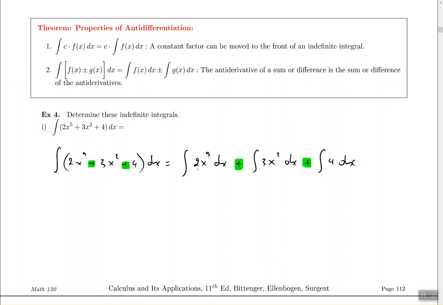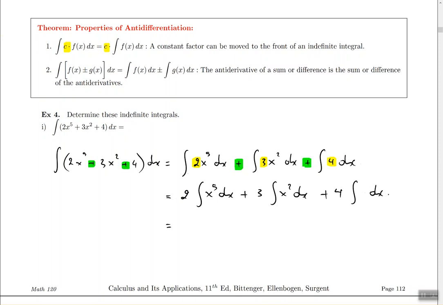Next, we are going to pull the 2 out because it's a constant. Rule number 1 basically says if you have a constant on the inside, you can just grab it and write it on the outside of the integral. So we're going to go ahead and do that. The first integral becomes 2 times the integral of x to the power 5 dx. The second becomes the 3 on the outside and x squared on the inside. And finally, the 4, I'm also going to take to the outside of the integral. So it's going to be 4 times the antiderivative of nothing, just a blank space, and then dx.